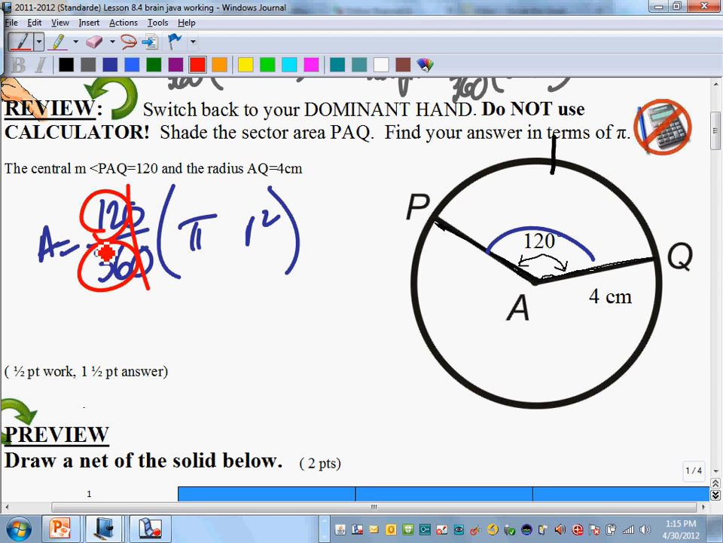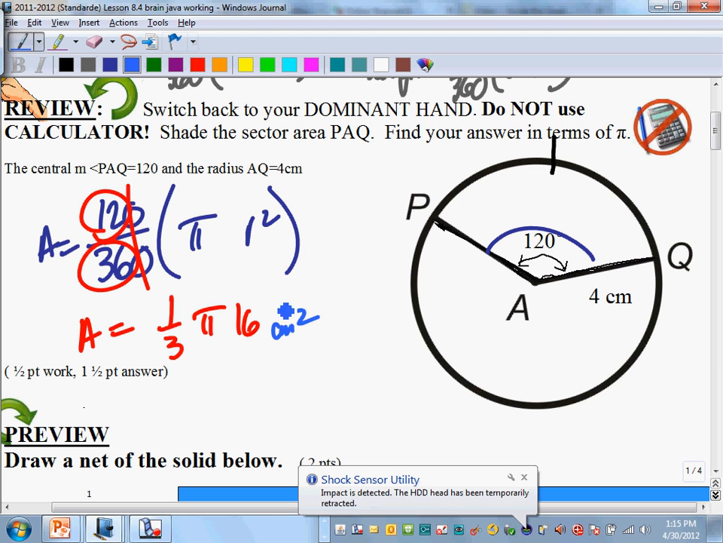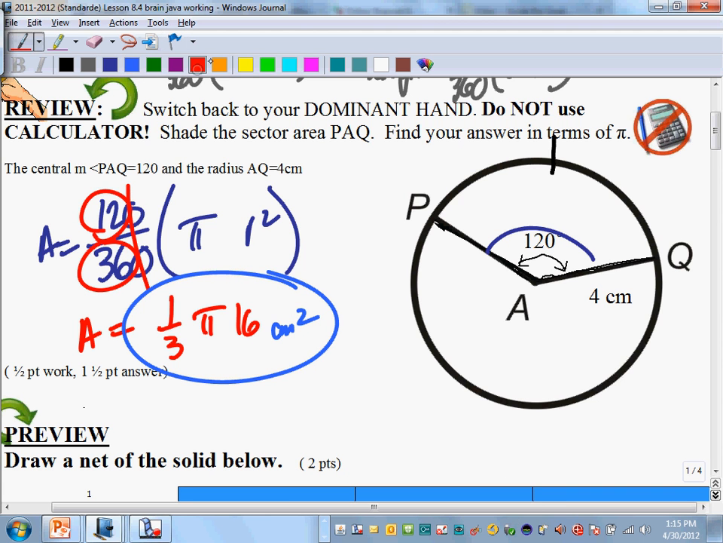Goodbye, zeros. 12 goes into 36 how many times? 3 times. So it's 1/3 pi 16. Guess what? I will take that, centimeters squared. I will take that as an answer. Now, here are 2 other versions of the answer that I will take. My preferred version is 16 over 3 pi centimeters squared. That's my preferred version. Okay?